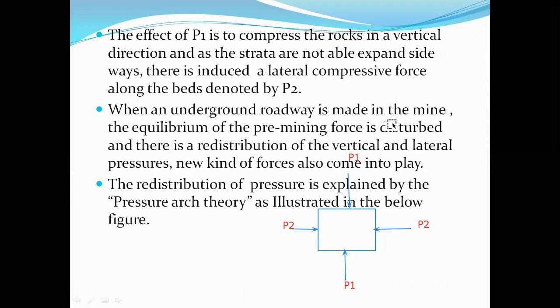When an underground roadway is made in a mine, this is what we already discussed, the equilibrium of the pre-mining force is disturbed, and there is a redistribution of vertical and lateral pressures. New kinds of forces also come into play. So what exactly does it mean? What are the forces before carrying out the mining activity? They are the pre-mining forces which were in equilibrium. They get disturbed, and then they try to redistribute. The redistribution of pressure is explained by the pressure arch theory as illustrated in the below figure. Let's move on.